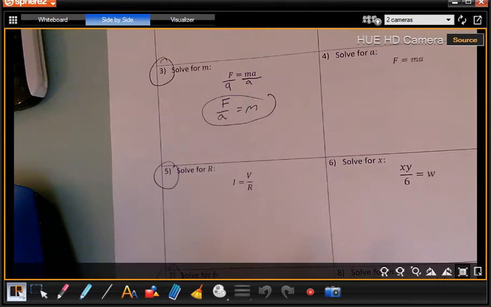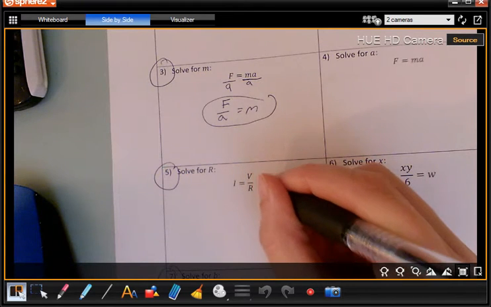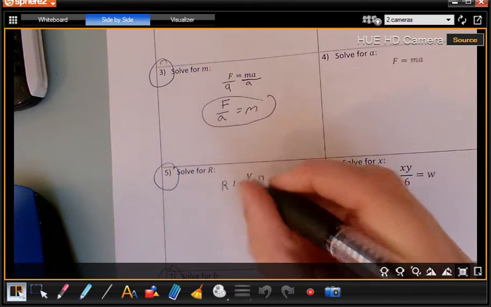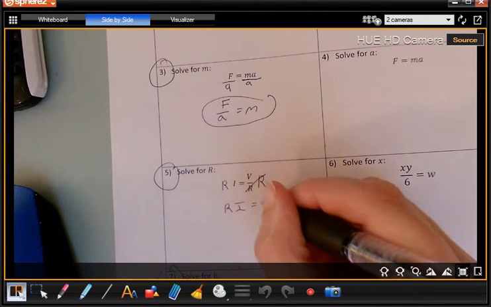For this one, we need to solve for r. We need to get r by itself. This is a little bit more complicated. How are we going to get rid of that v? Well, we know if something's being divided, we can multiply. So this is going to involve a couple of steps. We're going to multiply both sides by r, and they cancel. And then we get ri equals v.